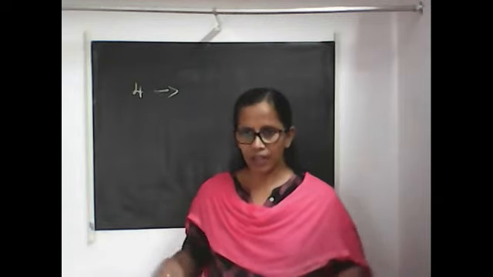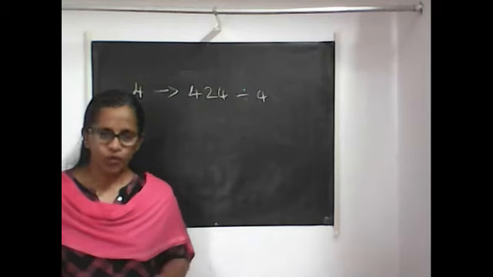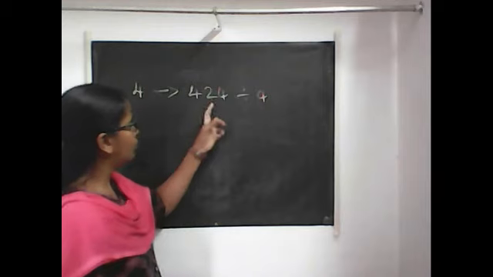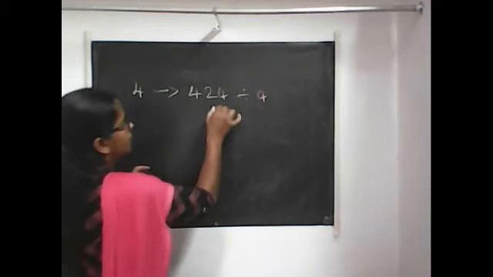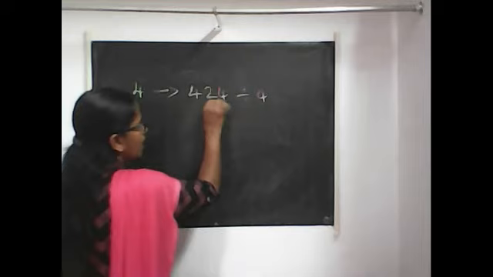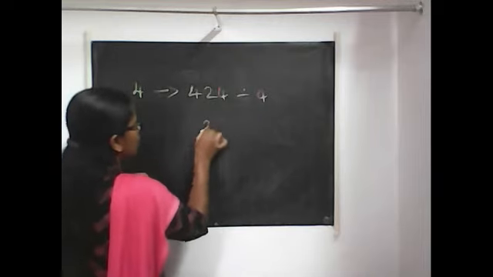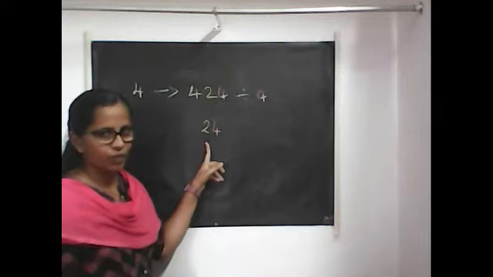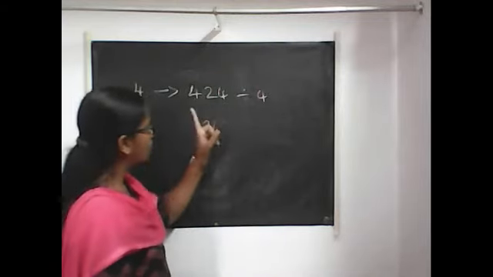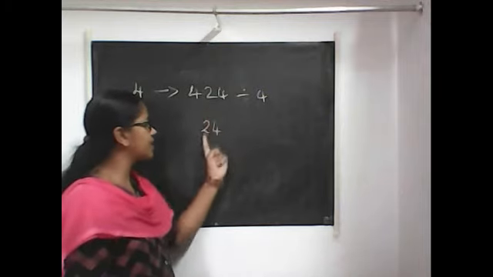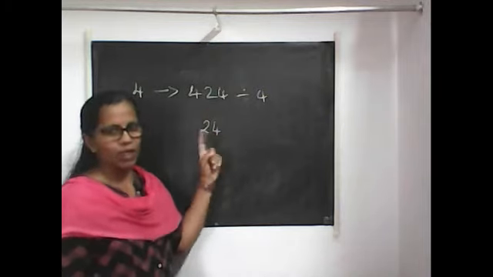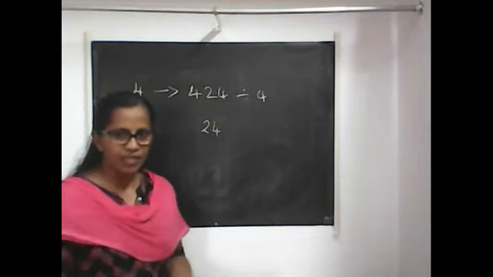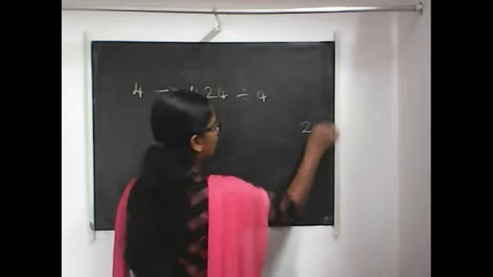Okay. If it is not clear, let us check with an example. In order to check the divisibility by 4, you have to take the digits of tens and ones place. That is, tens place is 2, ones place is 4. You will get a number, that is 24. From the given number, you take only the tens place and ones place digits together. You will get a number, that is 24. That is the first step. Second step, divide this 24 by 4.